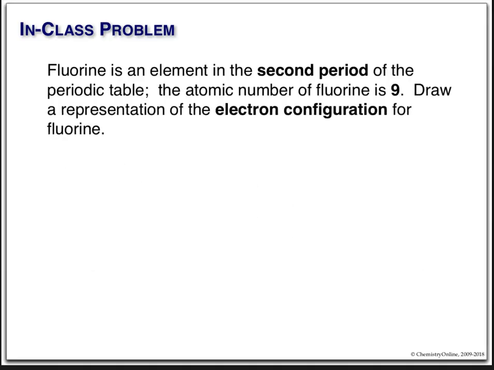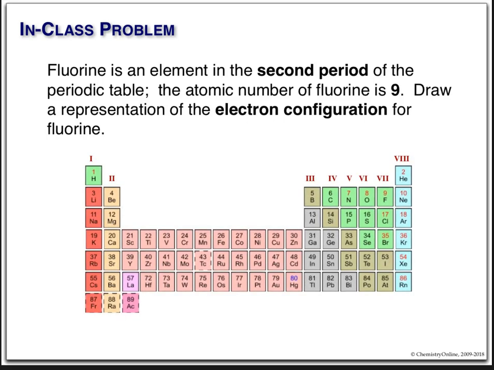Let's do another one. Fluorine. Fluorine is also in our second period. It lives right over here. So just like carbon, the first period is going to be filled. The 2s is going to be filled. And then we're going to have 1, 2, 3, 4, 5 electrons in the p's.